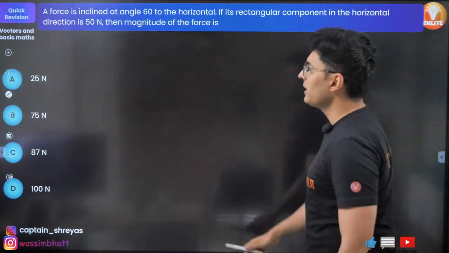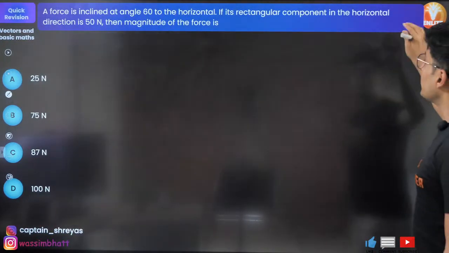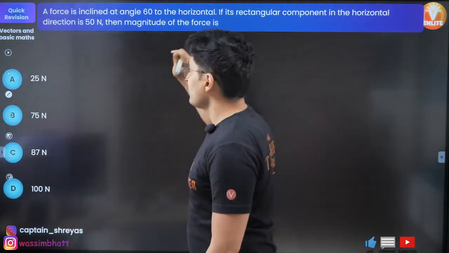Alright, what do we have over here? A force is inclined at an angle of 60 degrees to the horizontal. If the rectangular component in the horizontal direction is 50 Newton, then what is the magnitude of the force?